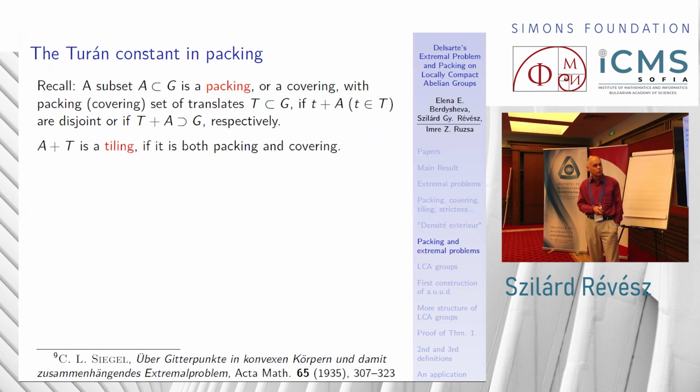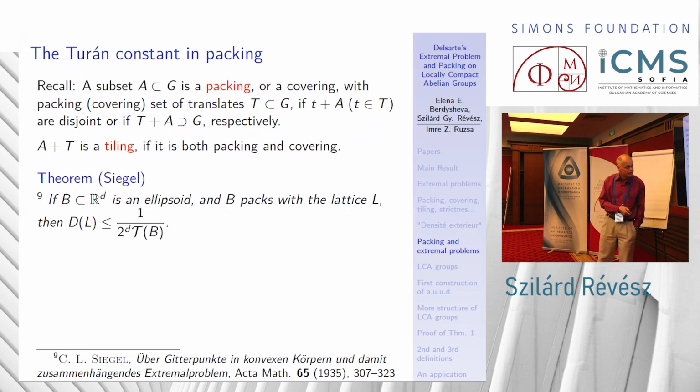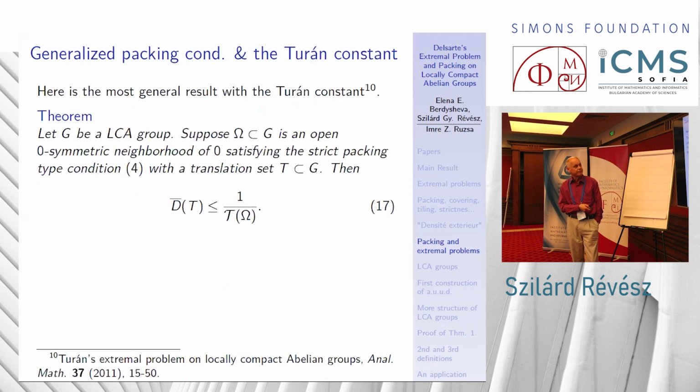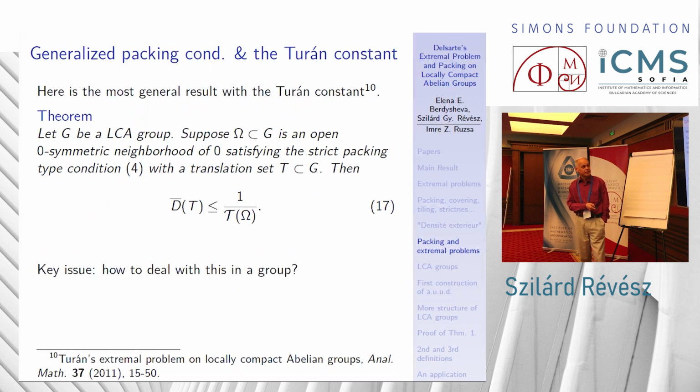Now, okay, the Turán constant in packing, going back to Siegel, there were attempts to estimate packing densities by the Turán extremal constant. It is a later refinement that one can also use the Delsarte constant. I will be brief because I'm running out of time. But you can see that there was some literature about that, and finally I managed to extend this to locally compact Abelian groups by this density. And the key issue was already there, that is how to deal with the density notion.